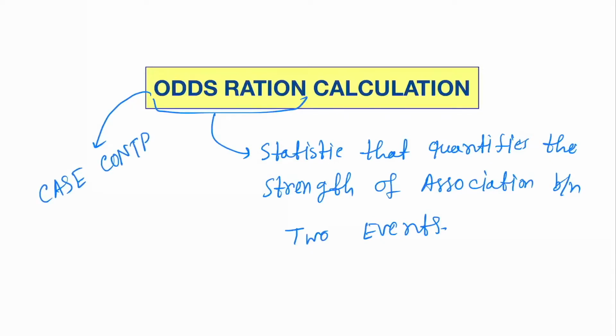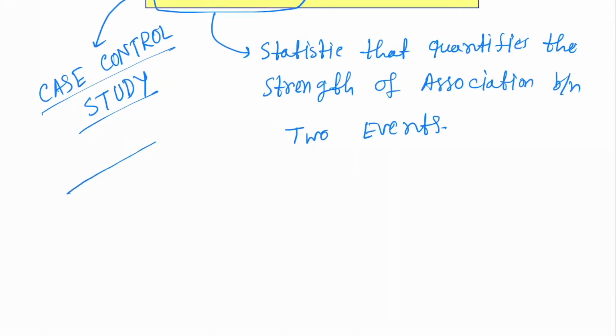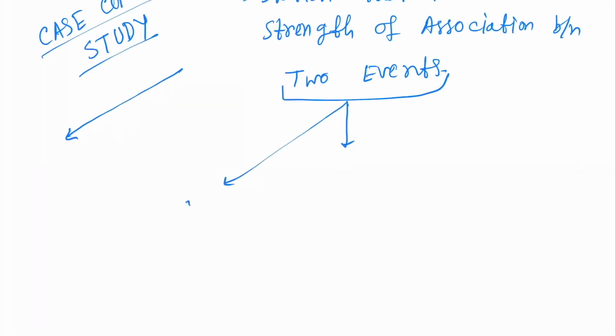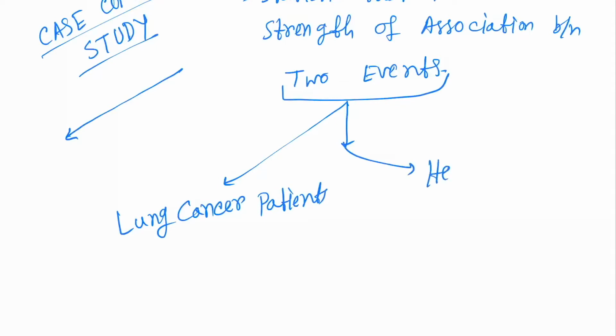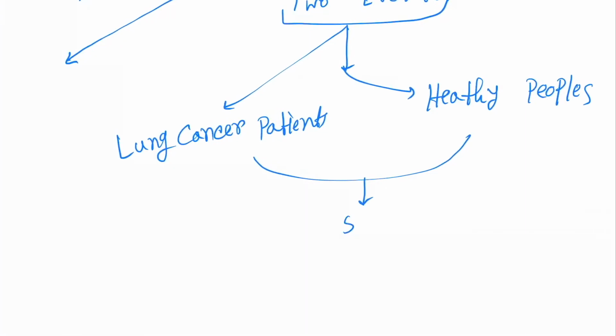Now odds ratio is used in case control study. Okay, so they are used in case control study. And you know that the case control study is a backward looking study. Now understand, two events: in these two events we will take, first one is the lung cancer patients, and the other is healthy people, but they both are smokers.